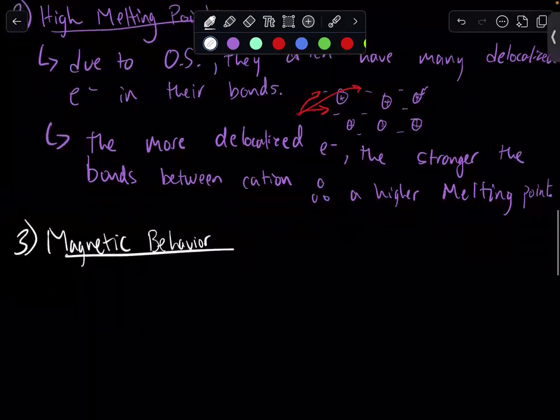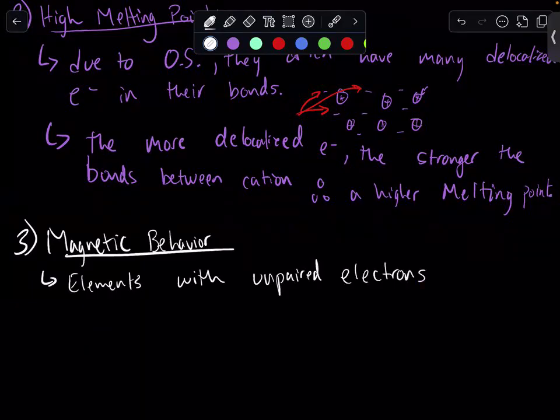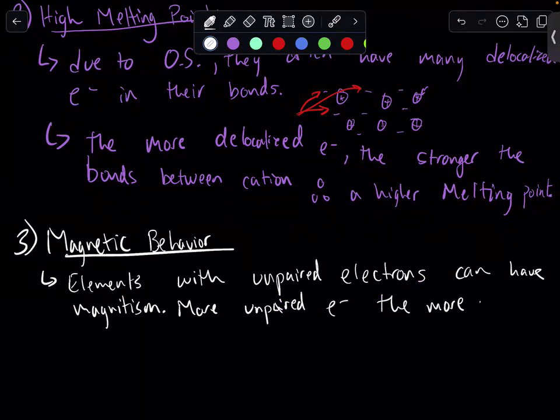So it turns out those unpaired D subshells are the same reason. Elements with unpaired electrons can have magnetism. So with that, the more unpaired electrons, the more magnetism.